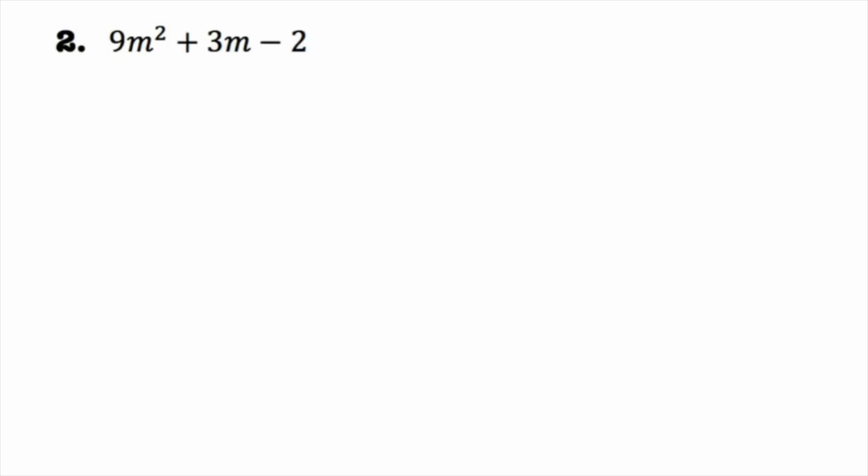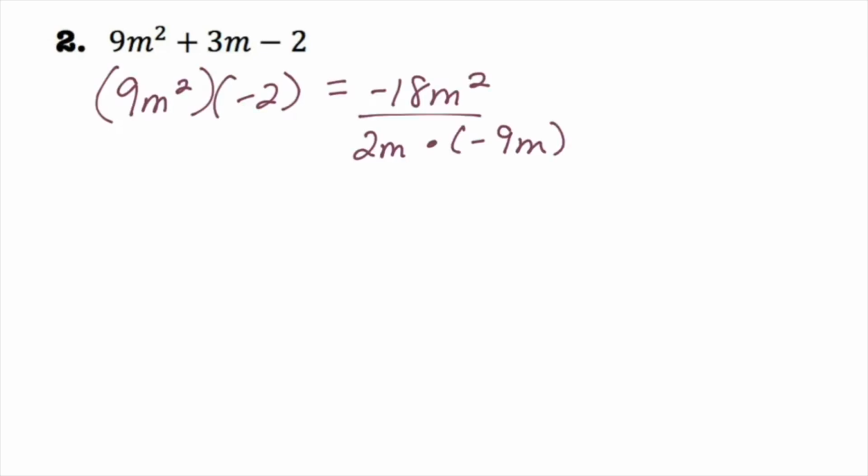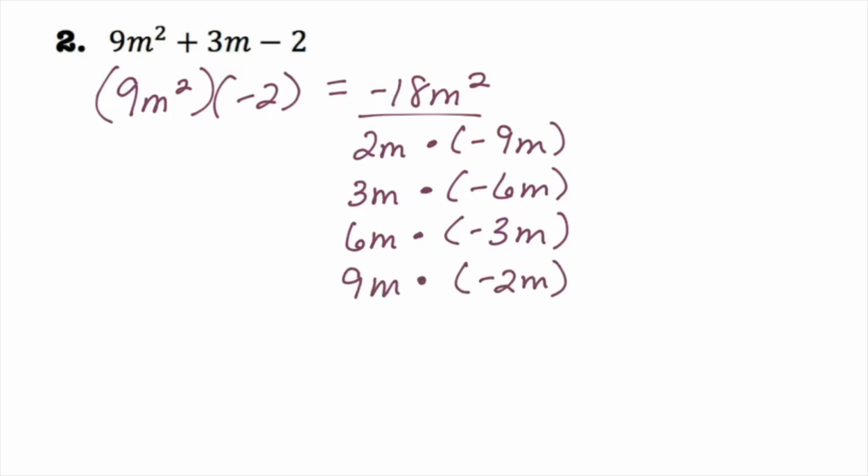All right, number 2. Again, we're going to multiply a times c, which is 9m squared times negative 2, and that turns into negative 18m squared. Then you're going to list everything that multiplies to be negative 18m squared. So I start with the smallest one that I can think of, which is 2m and negative 9m. Then 3m and negative 6m. 6m and negative 3m. So now we're just doing the opposites. Instead of it being 6m that was negative, now 6m is positive, and 3m is your negative. Then 9m and negative 2m. So we switch the negative on that one as well.